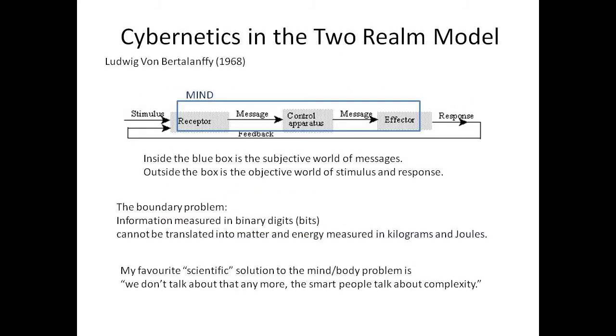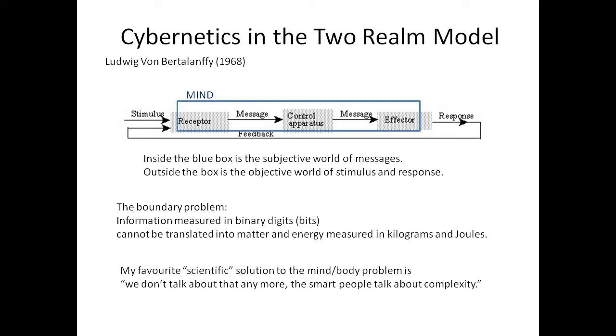There were many efforts in the cybernetic community to fit the new cybernetics into the old 17th century two-realm model. We will look at two of them. Von Bertalanffy in 1968 presented the following model. I have added a blue box to indicate the area of mind. Inside the blue box is the subjective world of messages. Outside the box is the objective world of stimulus and response.